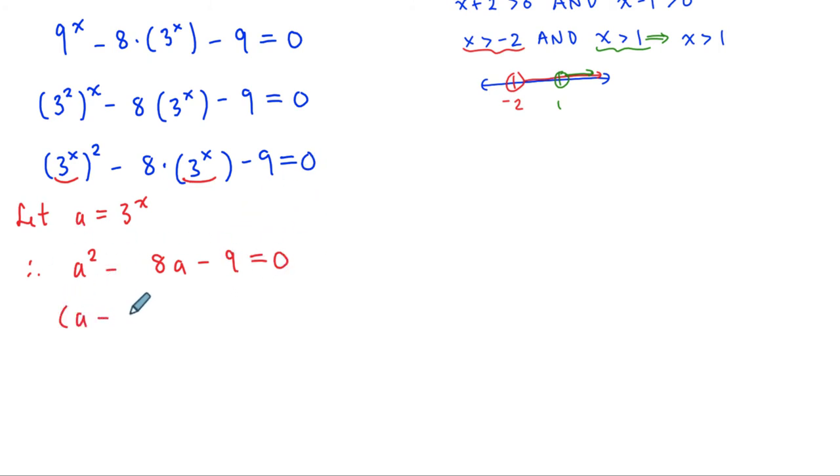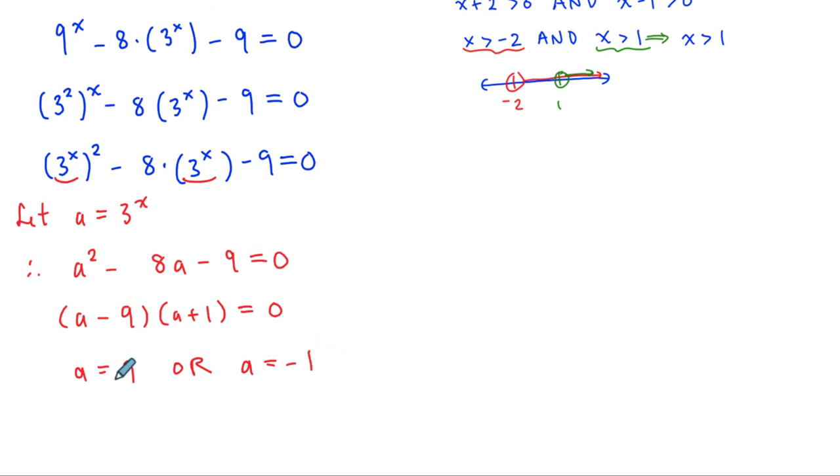Then we can factor, and we get (a minus 9) times (a plus 1) equals 0. And therefore, either the first factor equals 0, which means a equals 9, or the second factor equals 0, which means that a equals negative 1.